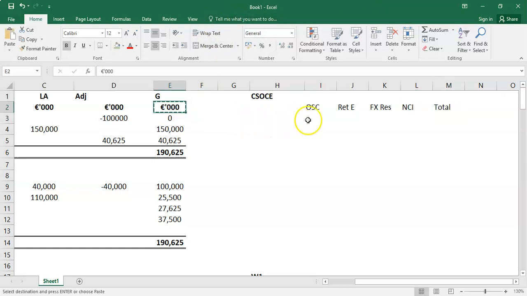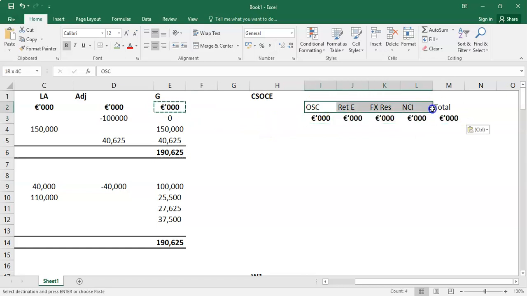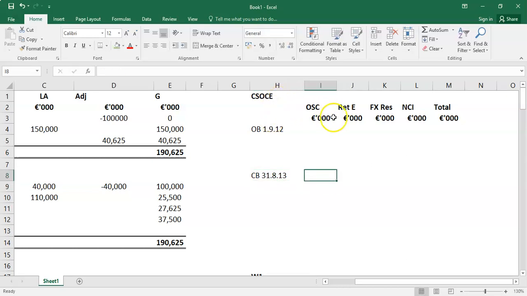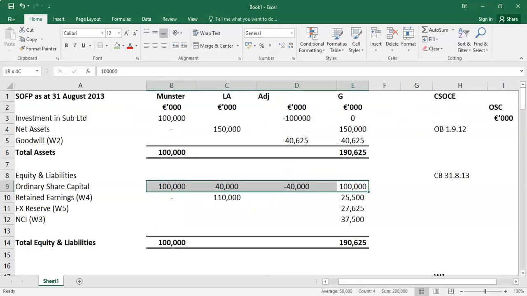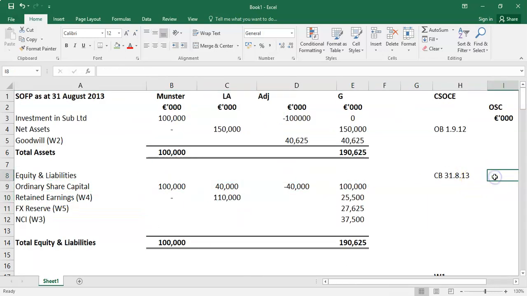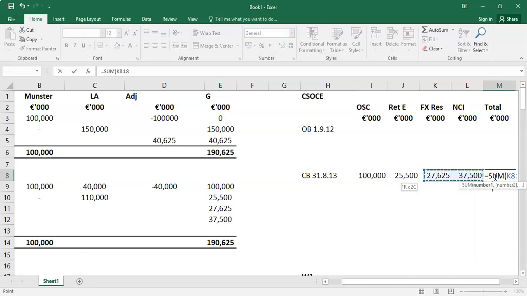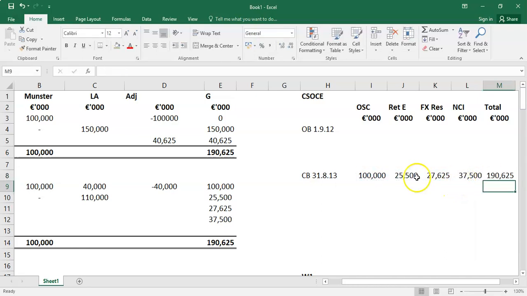We won't overly complicate things, and just put those in bold. You have your opening balance on the 1st of the 9th, 2012, and you have your closing balance on the 31st of the 8th, 2013. And we said with a consolidated statement of changes in equity, you always start with the closing balances. And they're in here: 100,000, 25,500, 27,625, and 37.5. So my total equity is 190,625.